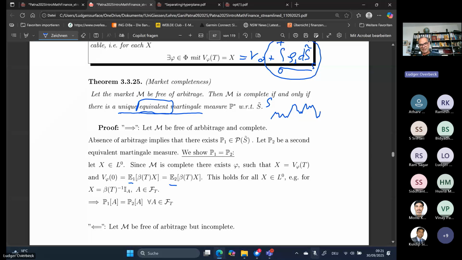If you have an attainable claim, there's only one price in an arbitrage free market. So arbitrage free gives you the law of one price. If not, we can construct an arbitrage. And we know from martingale measures that there is a martingale measure under which we write the price as an expectation of the discounted claim, so the expectation under the martingale measure must be the same.